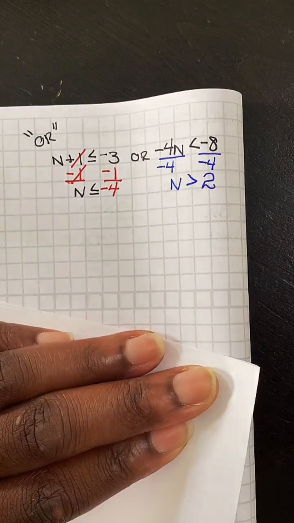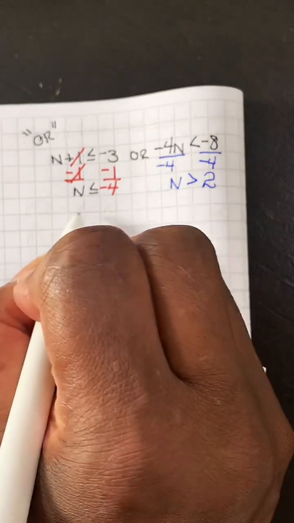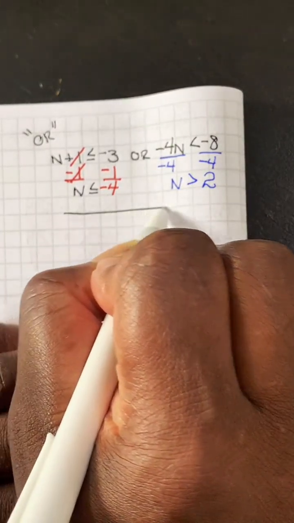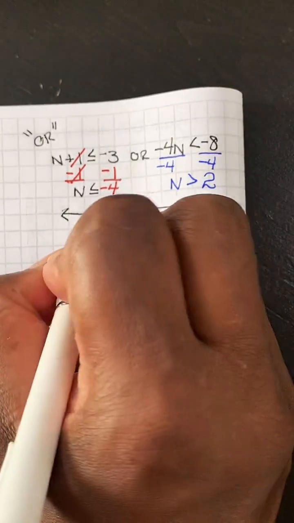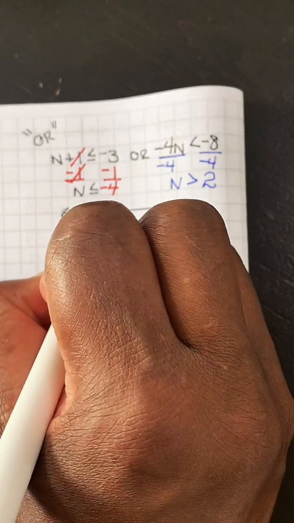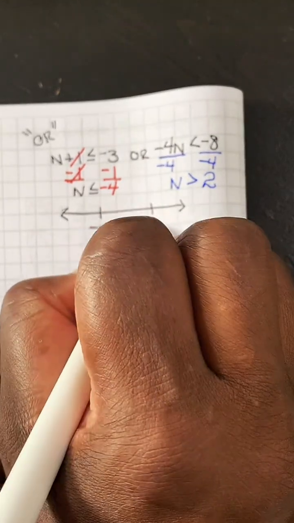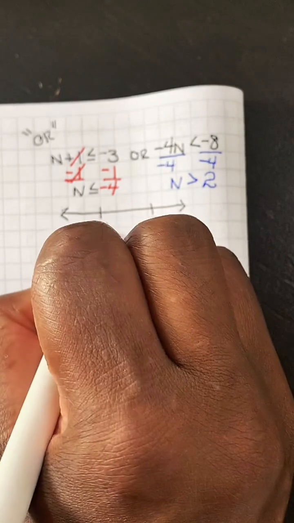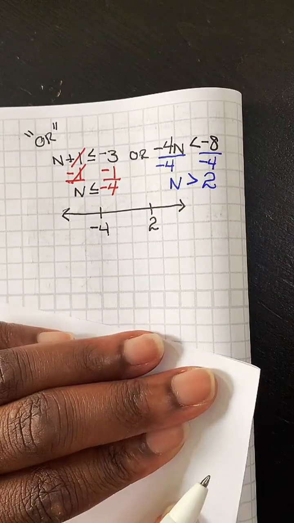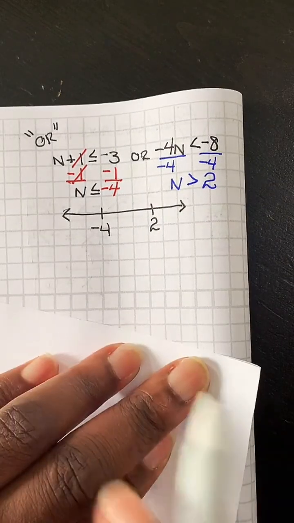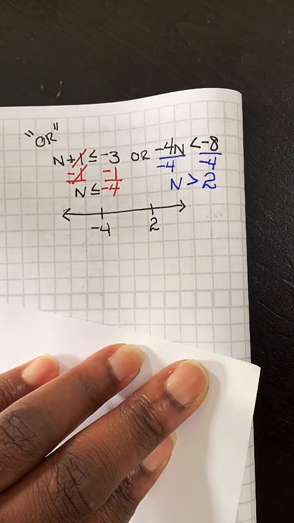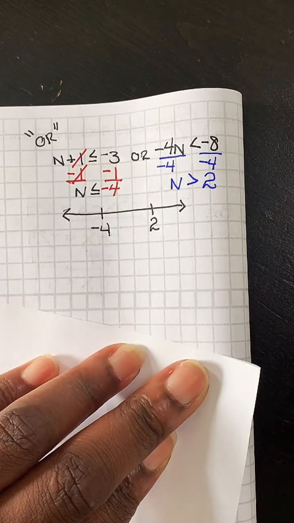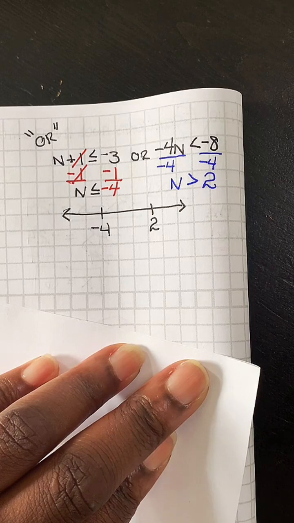So, still going to be on the same number line. Okay, we have our -4 here. We have our +2 over here. Now, on the -4, open or closed?